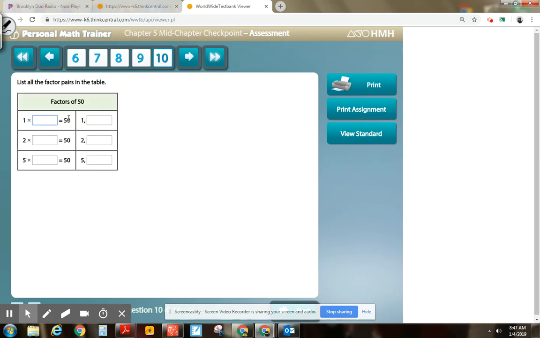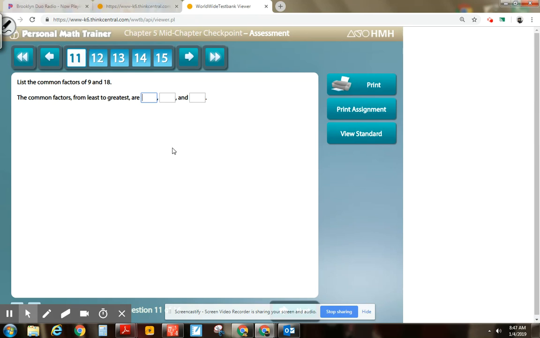Number 10, same type of problem. You'll notice that they've already put in the equal signs here. So 1 times what equals 50? 1 times 50 is 50. 2 times 25 is 50. And then 5 times 10 is 50.